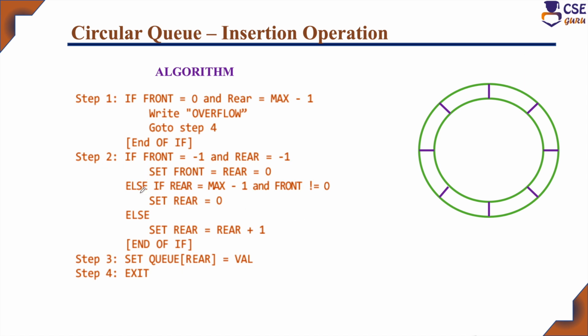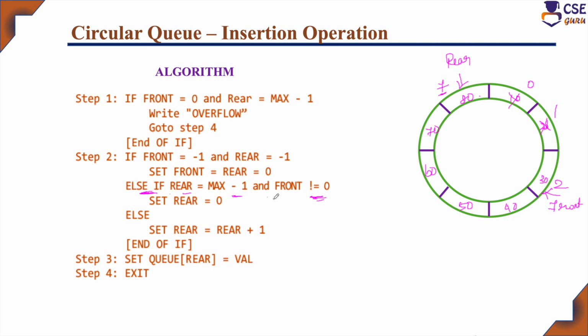Okay, this is the next condition. Next is else if rear equal to max minus 1. Now rear is pointing to max minus 1 position and the front is not equal to 0. Meaning, some elements you have placed already, and you have deleted them. Now front is pointing here, and all the other memory locations have elements. Rear equal to max minus 1 position, that is the 7th memory location, it has reached, and front is not equal to 0. Front is now pointing to the 2nd memory location. This is 0, 1, 2.